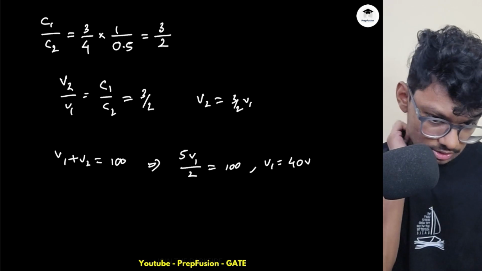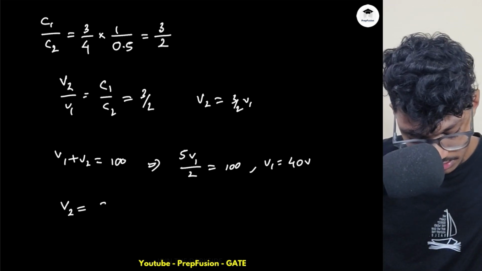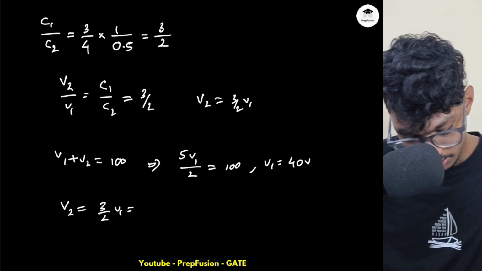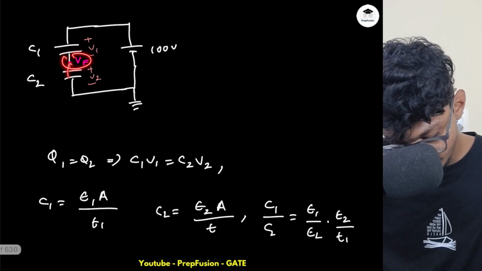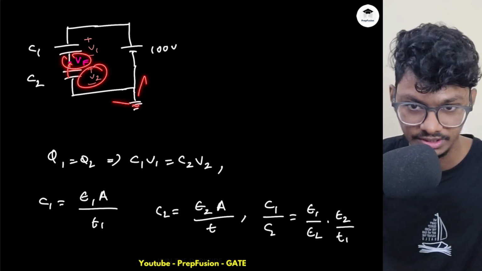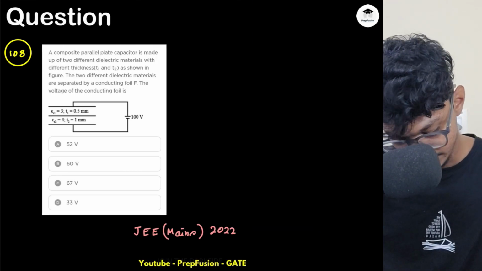So V1 equals 40 volts. This is what I got. But what is V2? V2 is 3 by 2 of V1, so it will be simply 60 volts. And that is what I require, right? I need VF. VF is with respect to ground, which is simply equal to V2, right? So it will be 60 volts. 60 volts will be your answer. Option B will be your answer.